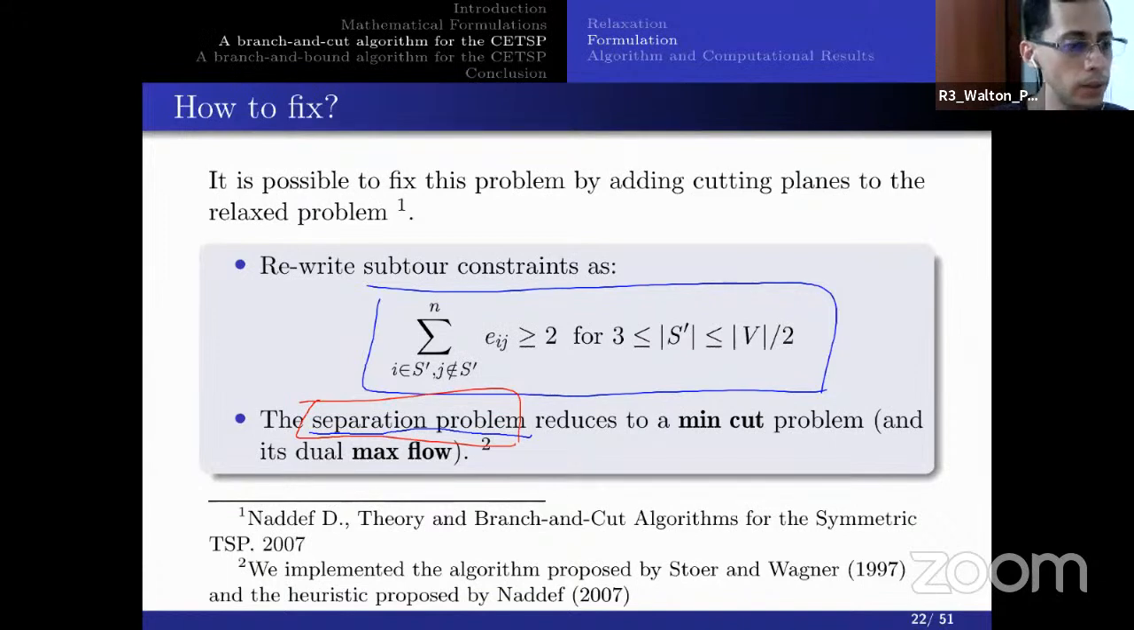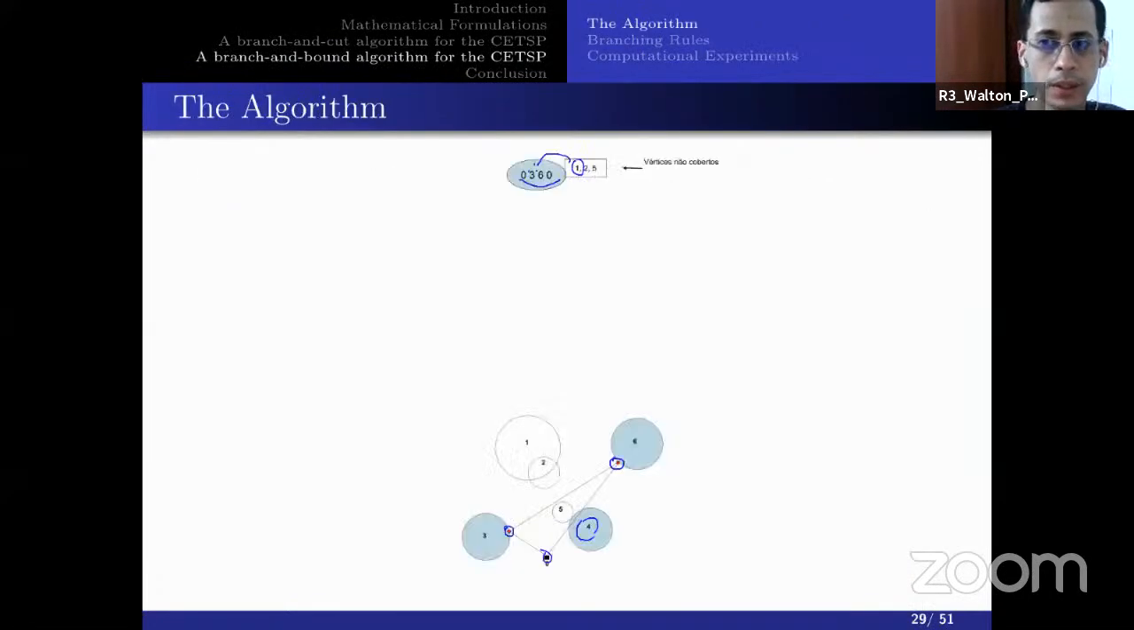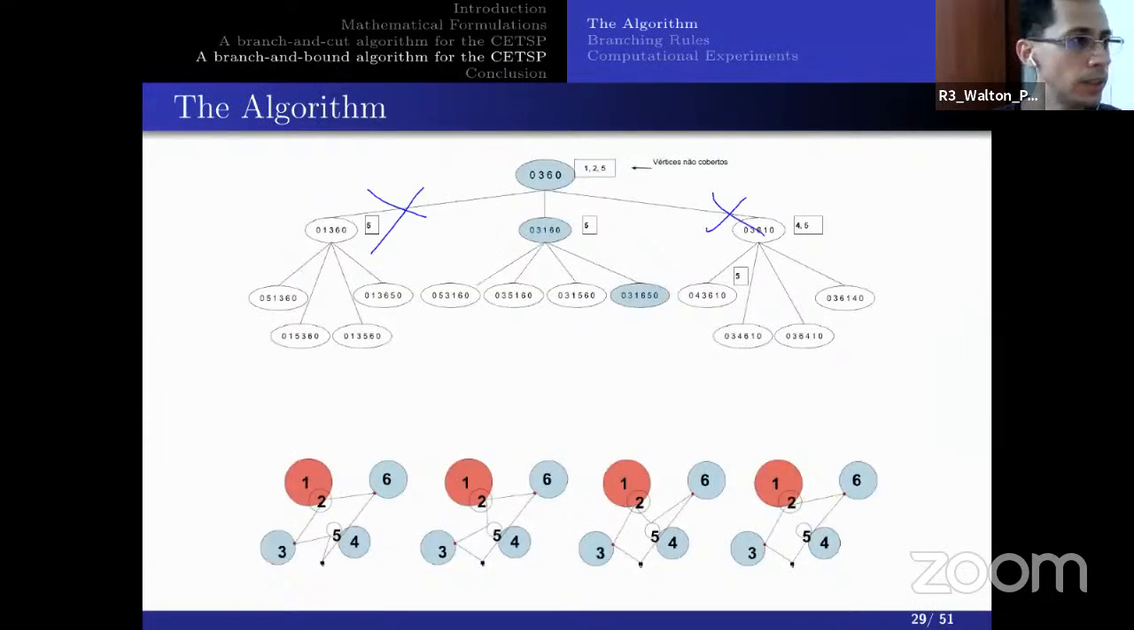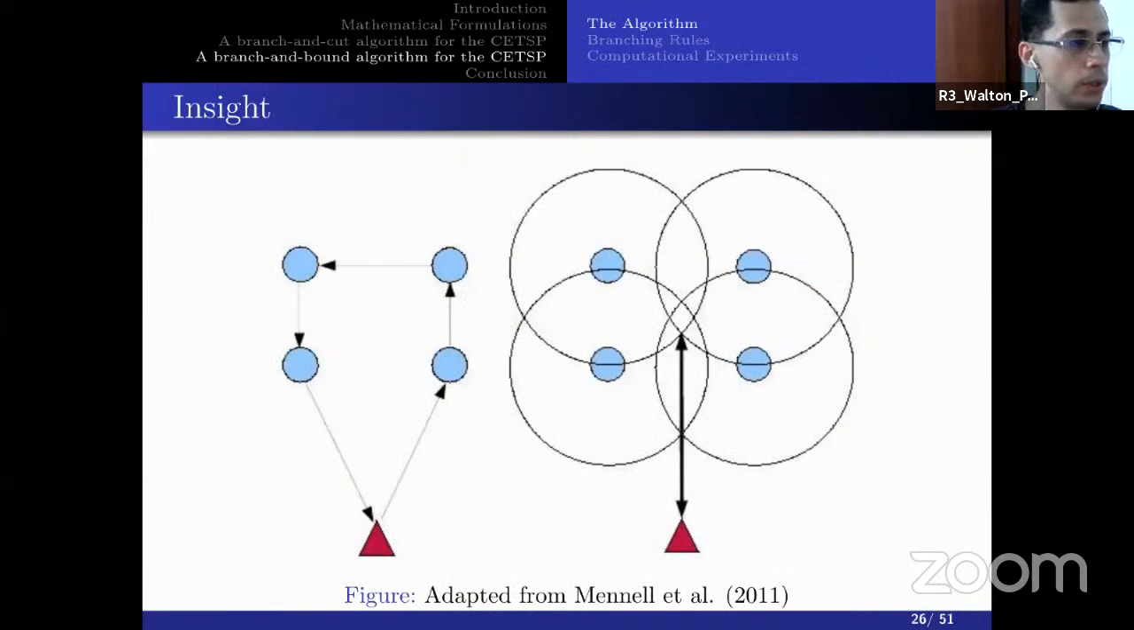So depending on your variant, if you're considering, for example, time windows, pickup and delivery, and other variants, the separation is basically the same. This is not going to change a lot, at least. So for the branch-and-cut, this is the case. This is not the case for the branch-and-bound algorithm. This one is especially tailored for the CETSP because it takes advantage of the fact that you just need to use a limited number of turning points to visit a large number of vertices.